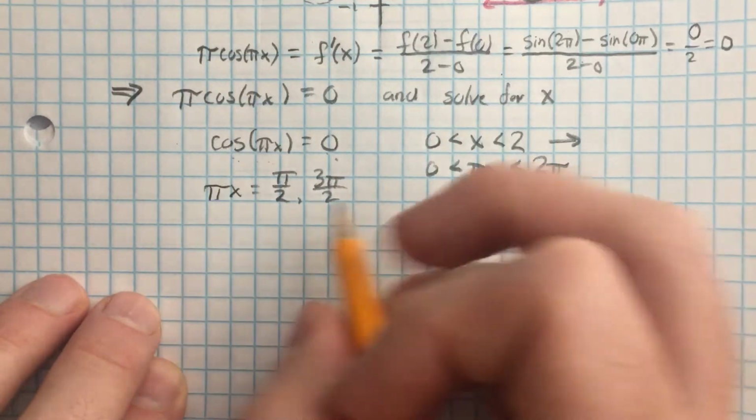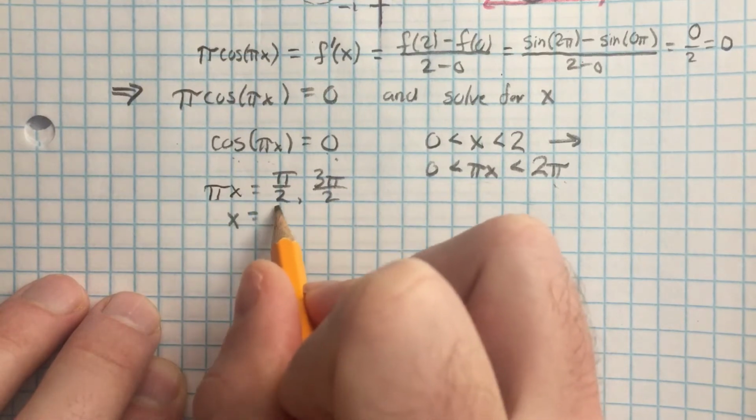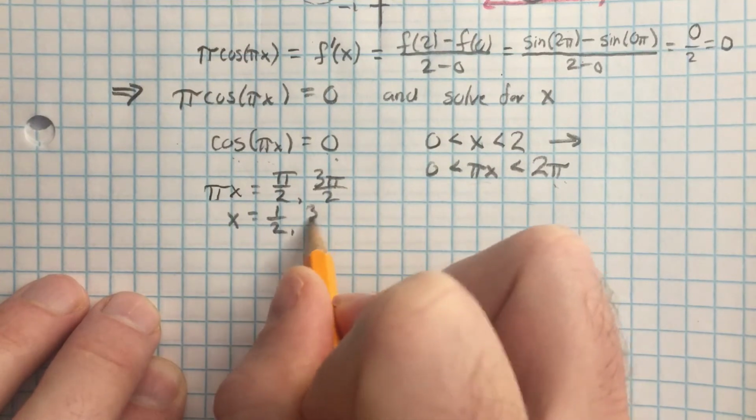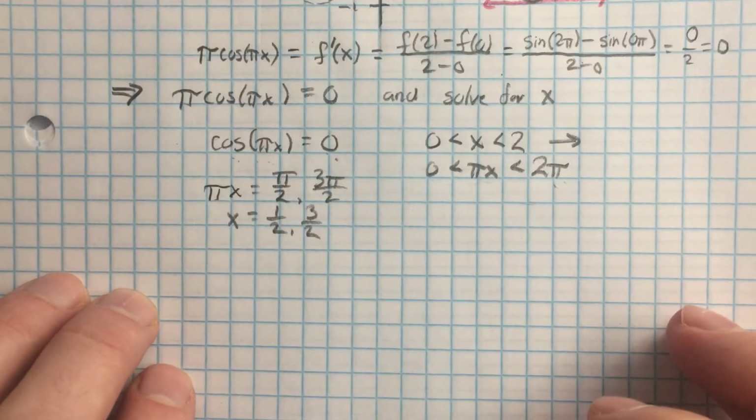So I just divide out by pi now to get x by itself. So this would imply that x equals, dividing by pi, we get a half and 3/2, the same two answers we had just judging everything by the picture.